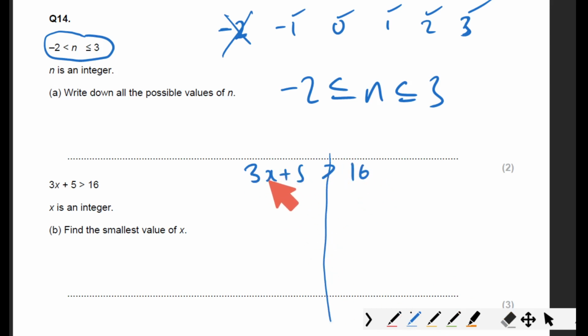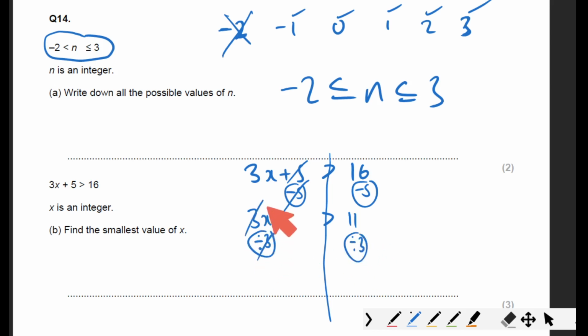3 times something, add 5 to make it bigger than 16. To get rid of +5, take away 5. Whatever you do this side, do on the other side. The 5's cancel, so you're just left with 3 times x. 16 take away 5 is 11. So 3 times something to make it bigger than 11. To get rid of times by 3, divide by 3. Whatever you do on this side, do on the other side. These cancel, you're left with x has to be bigger than 11 divided by 3.